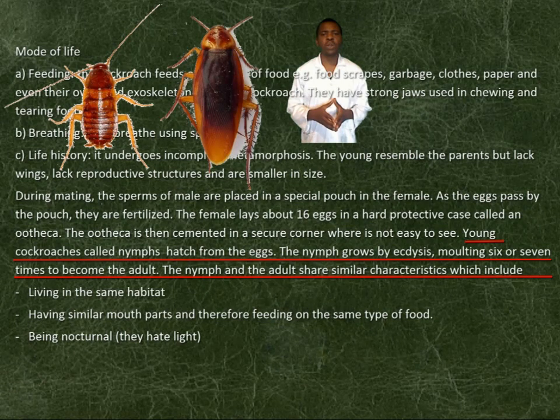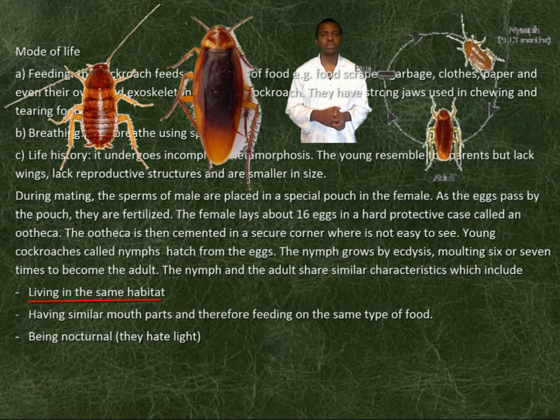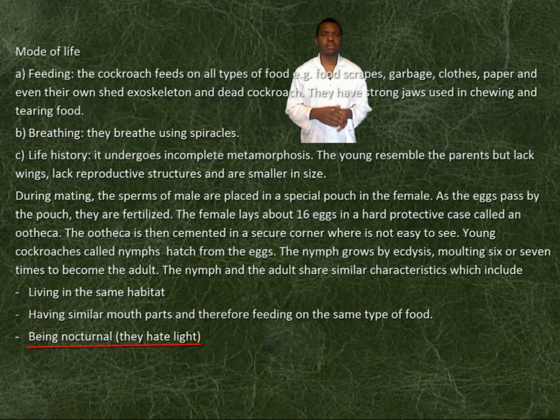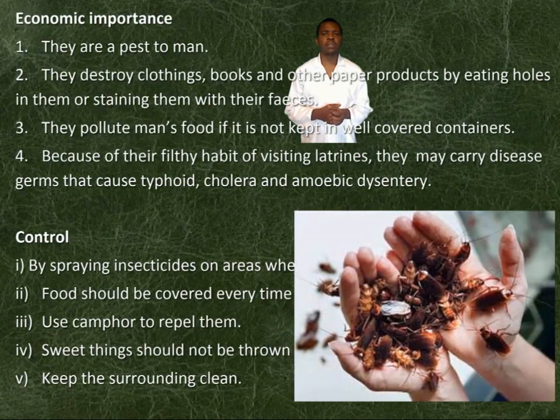Young cockroaches called nymphs hatch from the eggs. The nymph grows by ecdysis, molting 6 or 7 times to become the adult. The nymph and the adult share similar characteristics, which include living in the same habitat, having similar mouth parts and therefore feeding on the same type of food, and being nocturnal; they hate light. Economic importance.